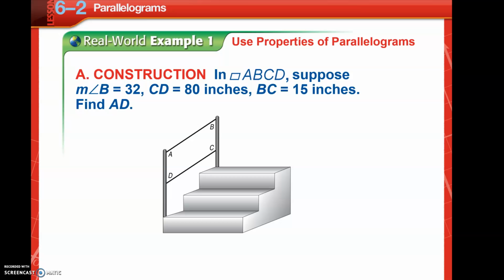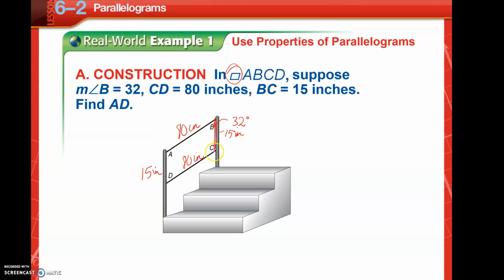So this is our signal that it's a parallelogram. In parallelogram ABCD, suppose angle B is 32. So this angle right here is 32 degrees. And CD is 80 inches. And BC, this side, is 15 inches. From that, we should be able to find every other thing. This side's going to also be 80 inches. AD is going to be 15 inches.